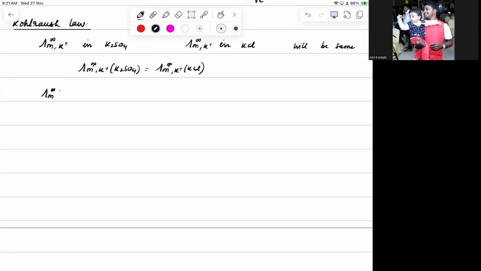Lambda m infinity of K2SO4 can be written as 2 times lambda m infinity of K plus lambda m infinity of SO4 2 minus. You can write either infinity or naught; both of them are the same. Similarly, I can write lambda m naught of Na2SO4 is equal to 2 times lambda m naught of Na plus lambda m naught of SO4 2 minus. If you are able to write this, that means it is following Kohlrausch's law.